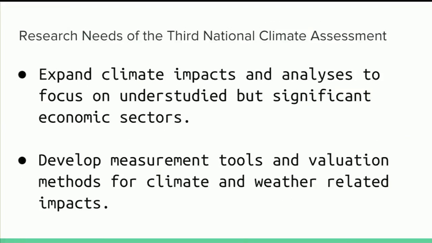Within the 3rd National Climate Assessment, I was once a researcher for that, and in the back of it, in the research needs section, there was a need to expand climate impacts and analyses to focus on understudied but significant economic sectors, as well as to create tools to study these sectors. And so what other perfect tool to study these sectors but GIS?